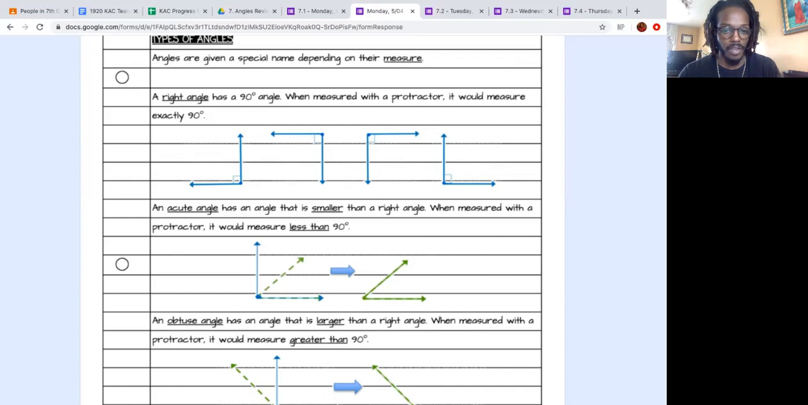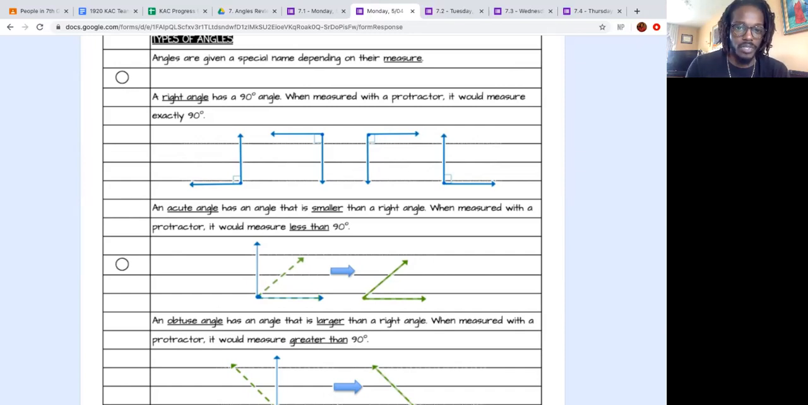So there are four types of angles. There's the angle that's exactly 180 degrees. There's the angle that's greater than 90 degrees, which is the obtuse angle. There's the angle that's exactly 90 degrees, which is the right angle. And then there's the angle that's less than 90 degrees, which is an acute angle. So let's take that practice and go into this.